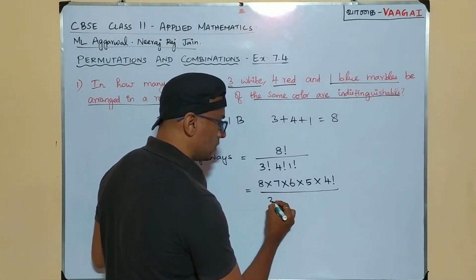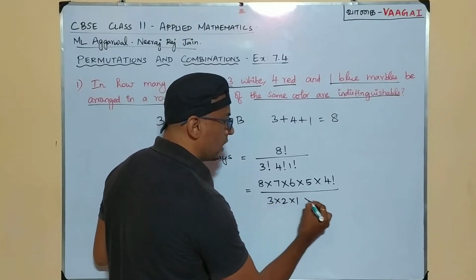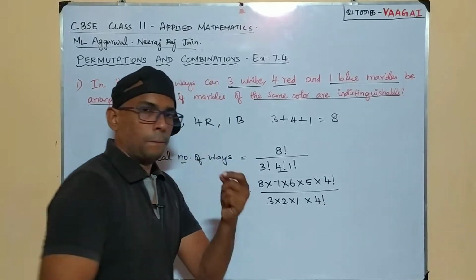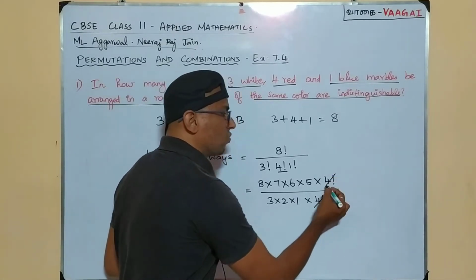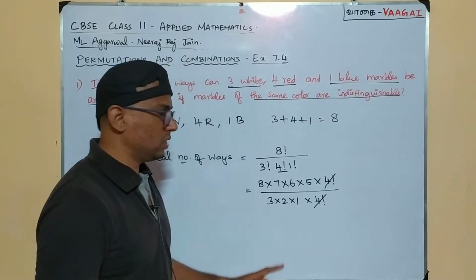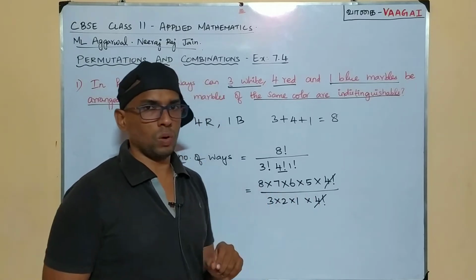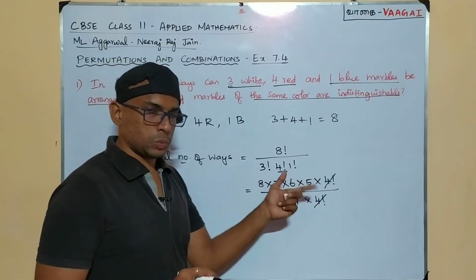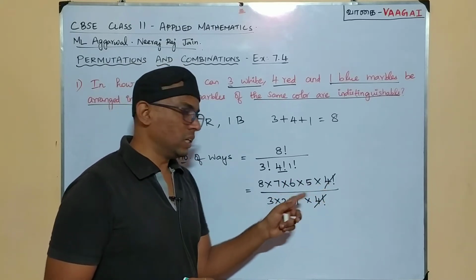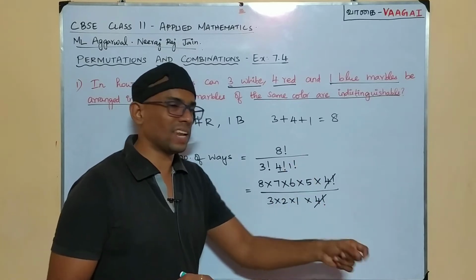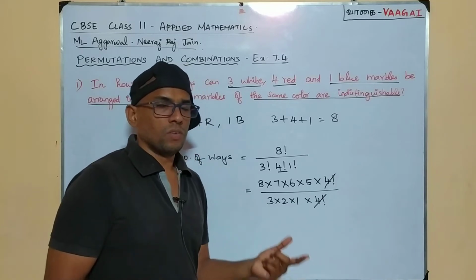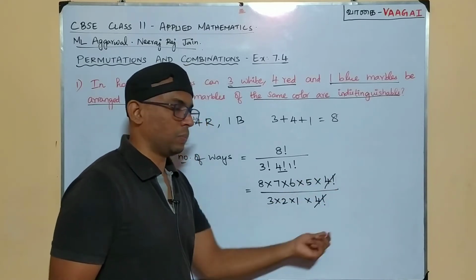This 3 factorial can be written as 3 into 2 into 1 into, here we have 4 factorial. Let me write that 4 factorial as it is, because now I can easily cut this 4 factorial from numerator and denominator. Is the idea clear? So I expanded 8 factorial using factorial's property, and tried to express it in terms of 4 factorial, because I have 4 factorial in the denominator. So now it is very easy for me to cut it from both numerator and denominator. That's the reason I expanded like this.